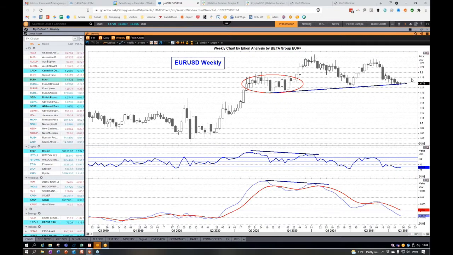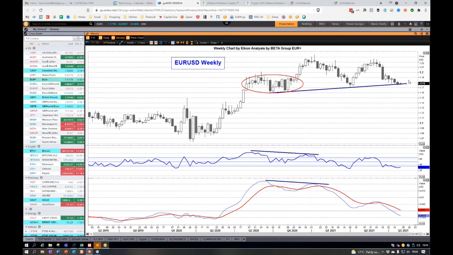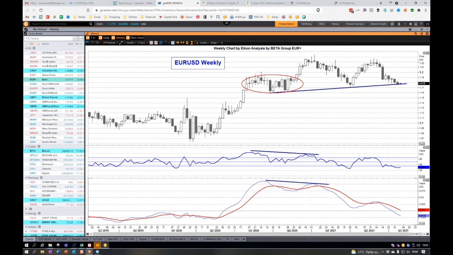Now, if it were to break down, I'm not saying it is going to break down, but if it were to break down, the distance from the head to the neckline is 7 big figures. So we would be subtracting, sorry, 6 big figures from the break point. Let's say the break point is 117, and that would take us down to 111, which is right into this big support area. So from a chart perspective, this is a real and present threat.